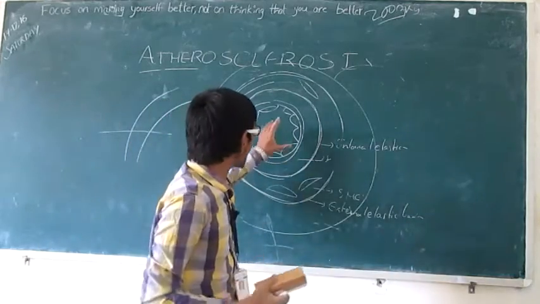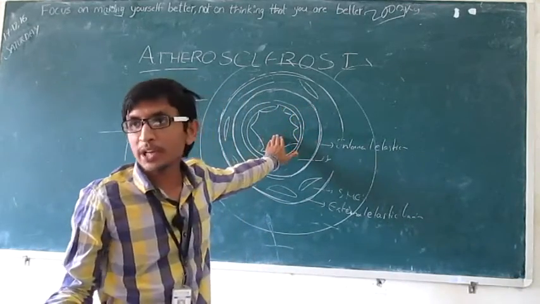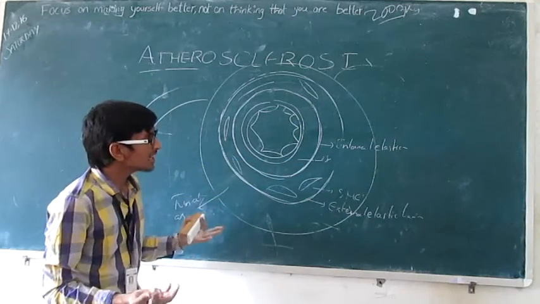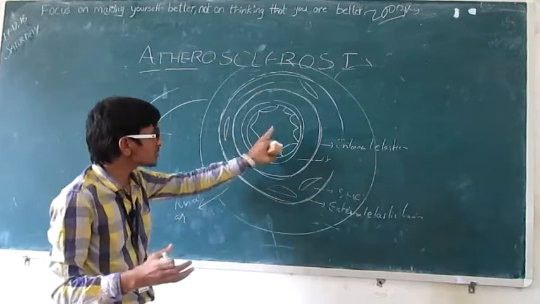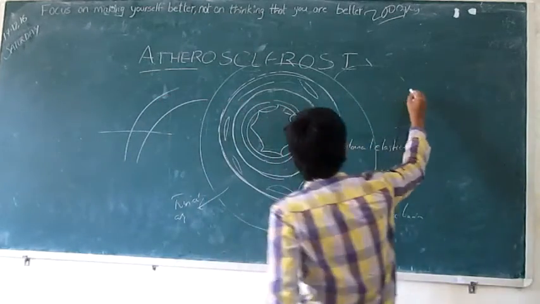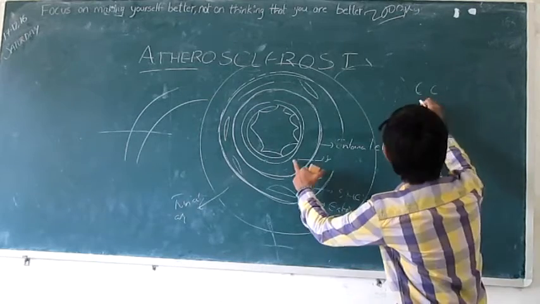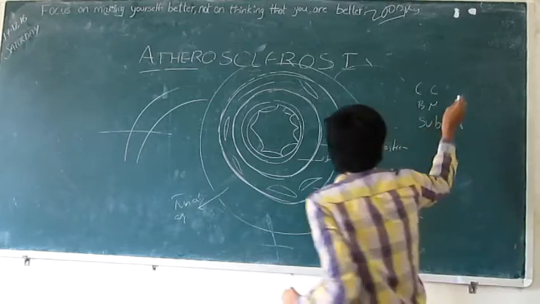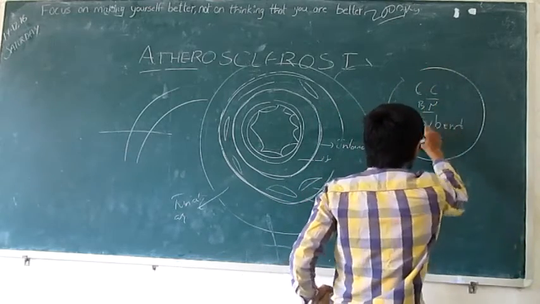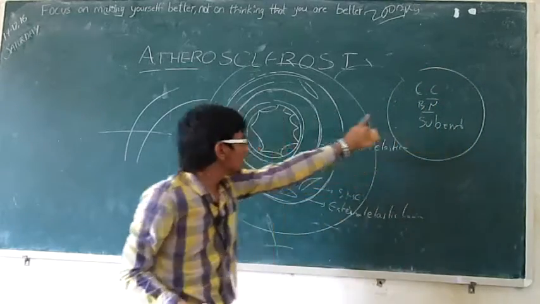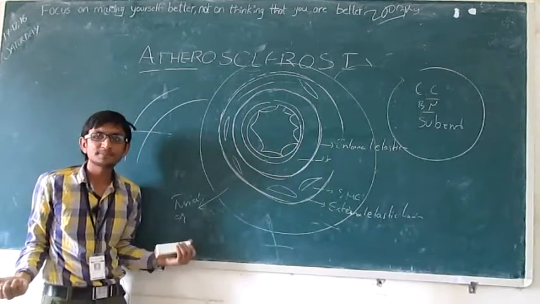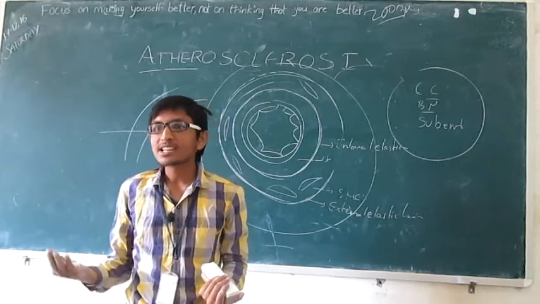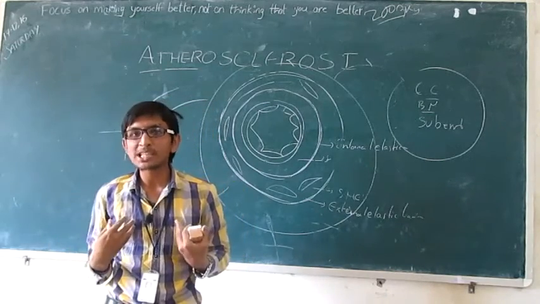Can you tell me in which layer your atherosclerotic plaque forms? Intima. Yes, it forms in the intima. But exactly which part? See, the intima consists of your endothelial cells, your basement membrane, and your subendothelial space. Out of these three structures, in which does your atherosclerotic plaque form? Do you think it forms in the basement membrane? Yes, it forms in your subendothelial space.